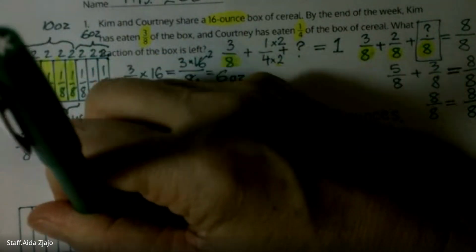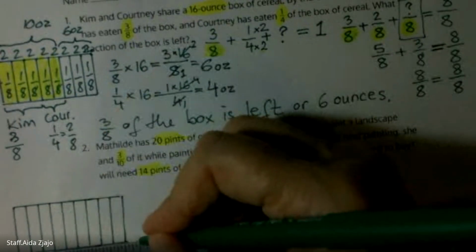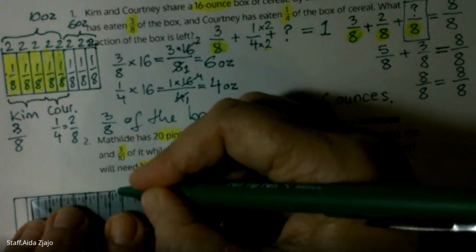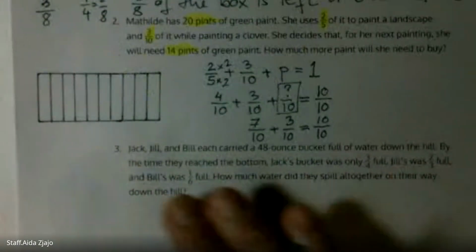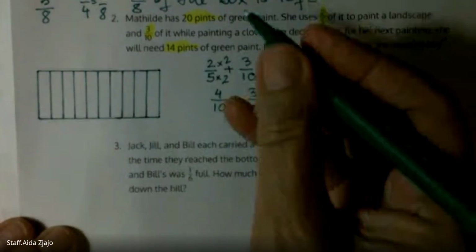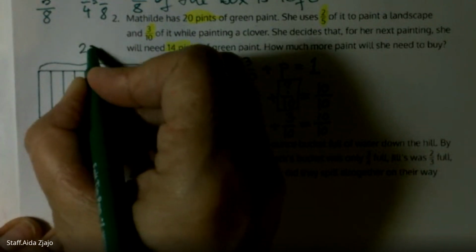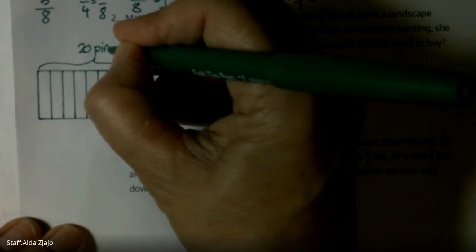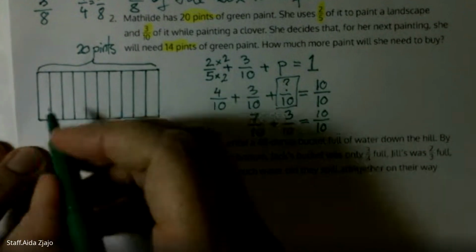So 6, 7, 8, 9, and I need one more. So I'm going to do one more. So far I have a strategy for how to make it. So this represents all the paint. All the paint is 10/10, which is the whole, and it represents 20 pints. So this is 20 pints. Okay, now we can label each tenth.